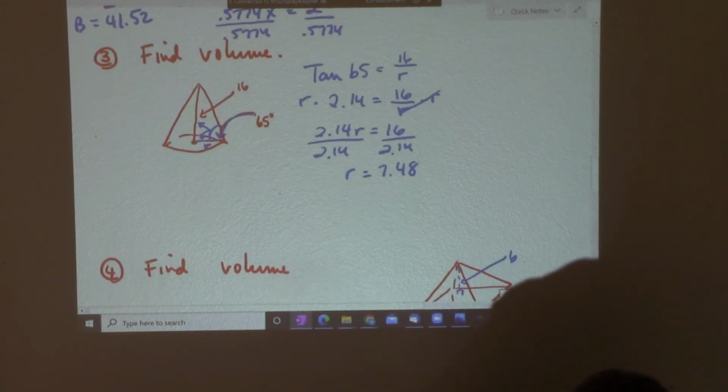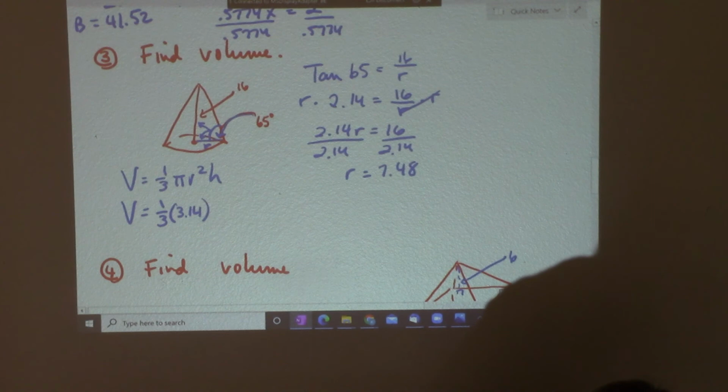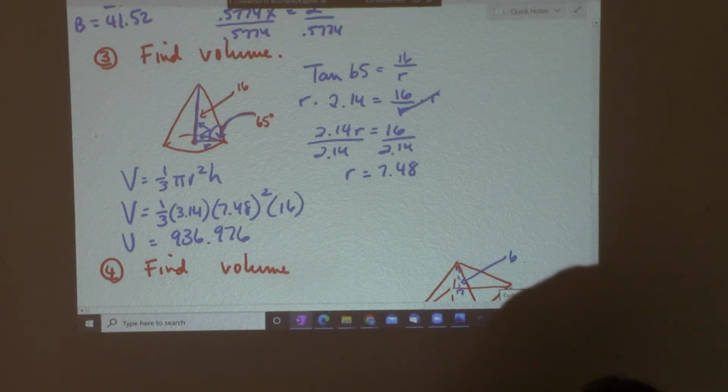Okay, so that's my radius. Now I'm going to work that into my volume, which is 1/3 pi r squared h. So I have 1/3 times 3.14, and now I know my radius is 7.48 squared times 16, my height here, right? So when I work that all out, I get 936.976 units cubed. There's my volume.